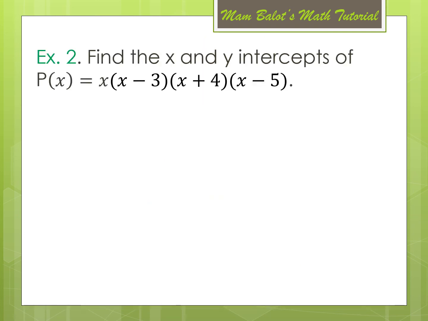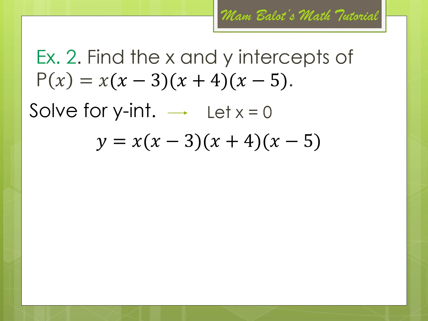Example number 2. Find the x and y-intercepts of p of x is equal to x times x minus 3 times x plus 4 times x minus 5. Observe that our function here is in factored form. Nevertheless, we will still use the same method that we used in example number 1. So to solve for the y-intercept, we will let x equal 0.